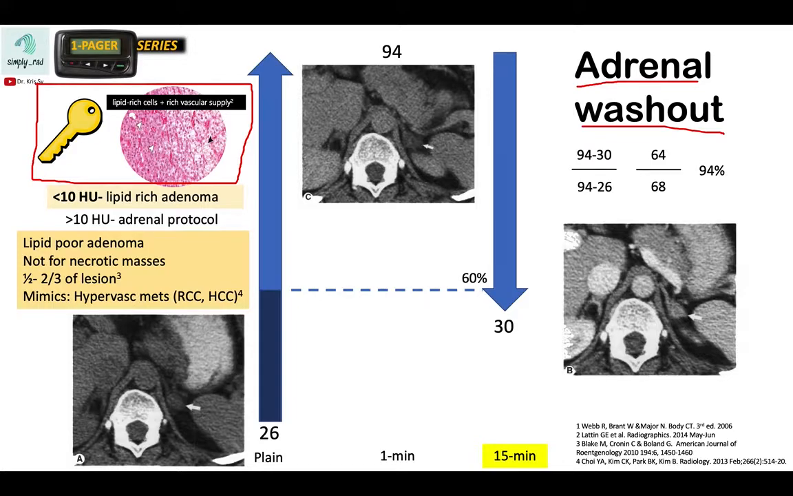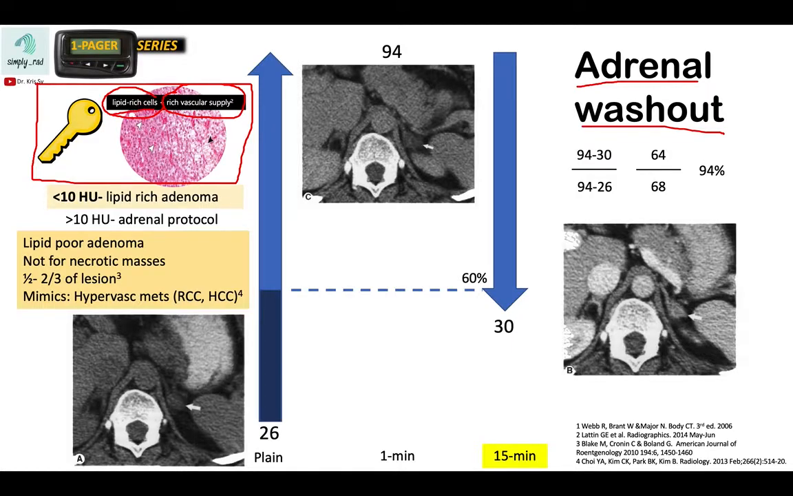An adrenal adenoma comes from the cells within the adrenal glands, and the adrenal gland cells have a rich vascular supply because from its function, it must have a lush supply connecting to the systemic circulation. So an adrenal adenoma has lipid-rich cells and a rich vascular supply.